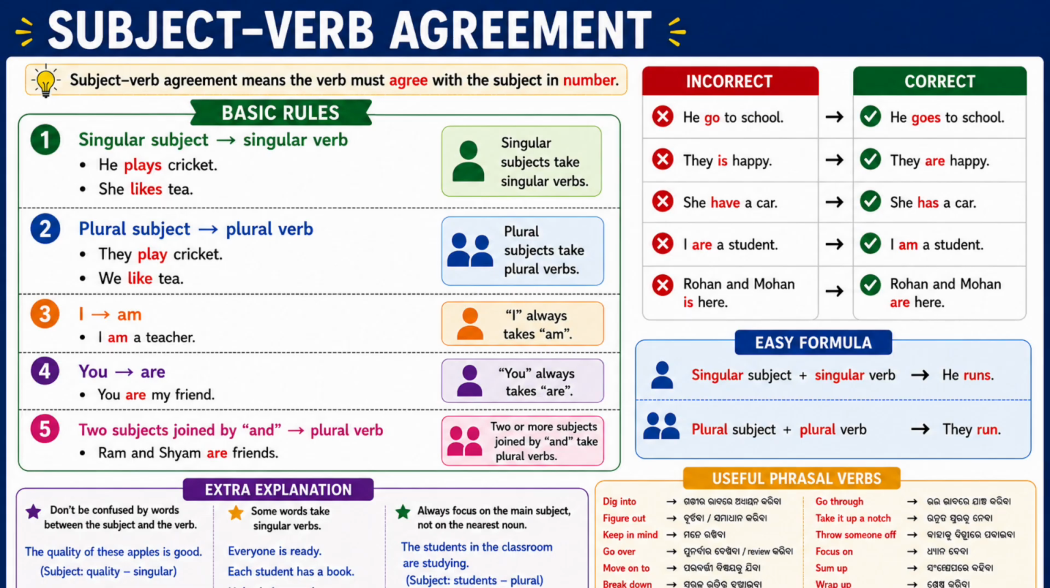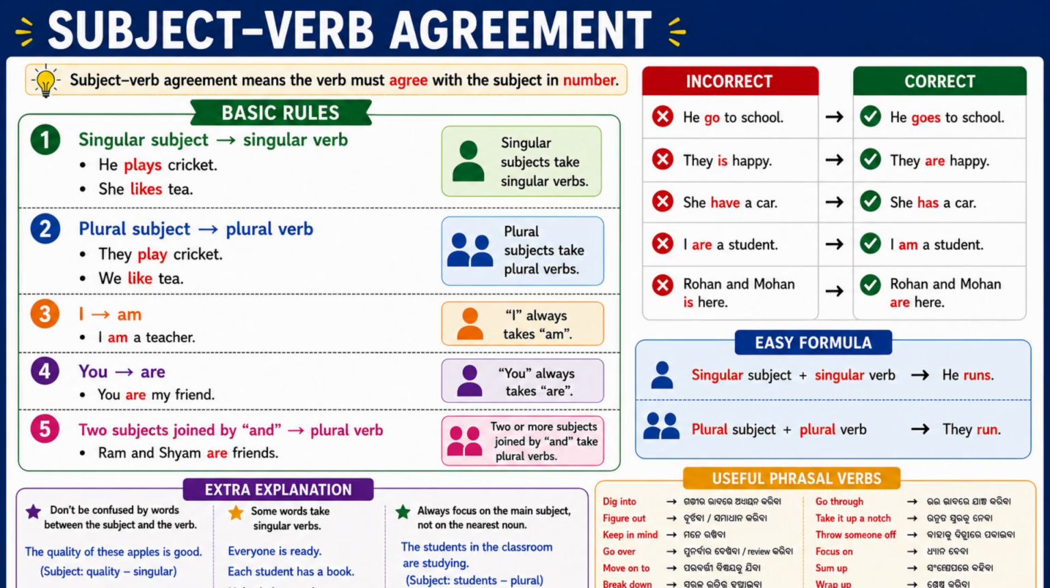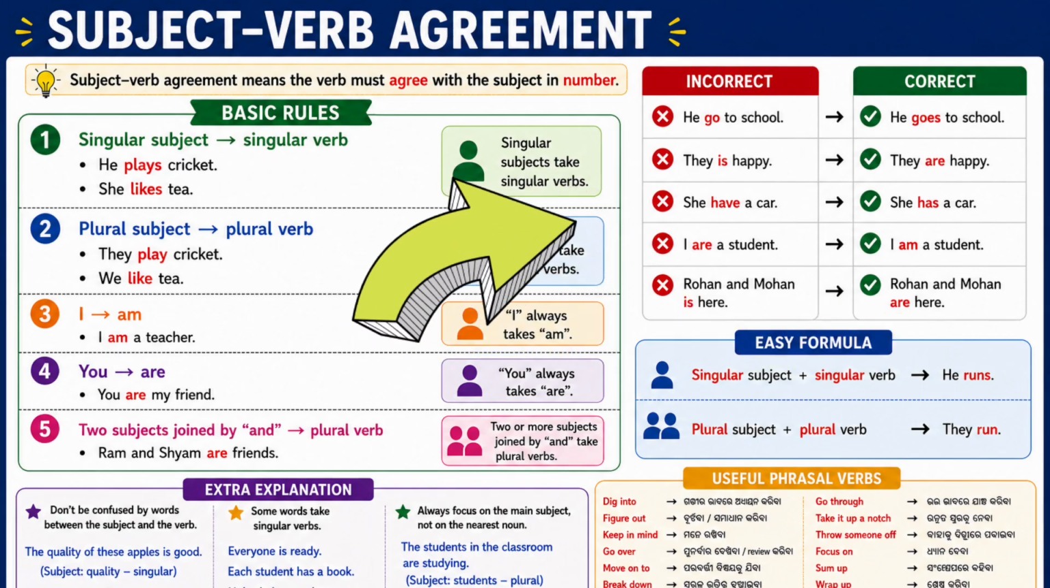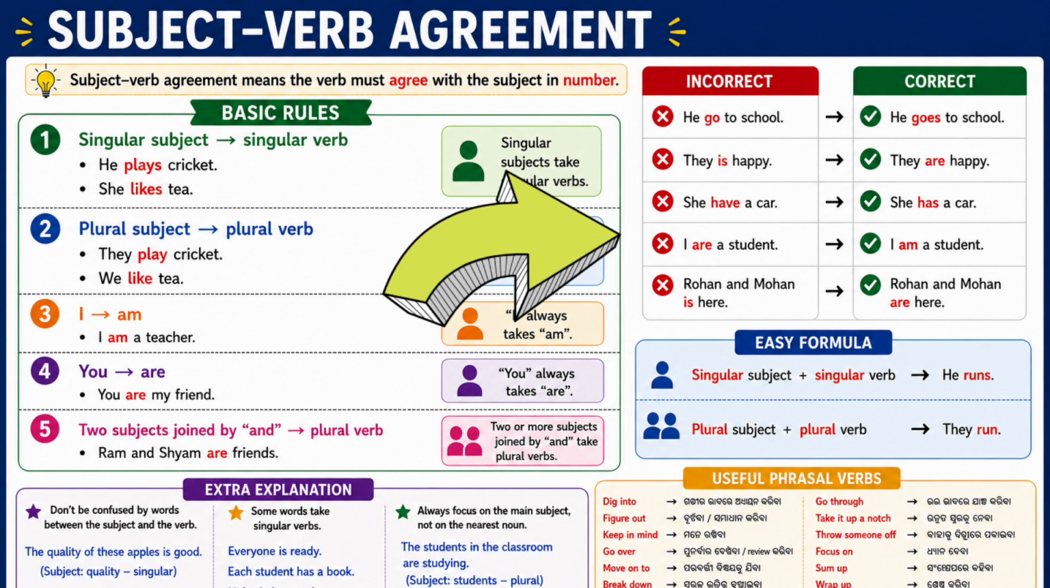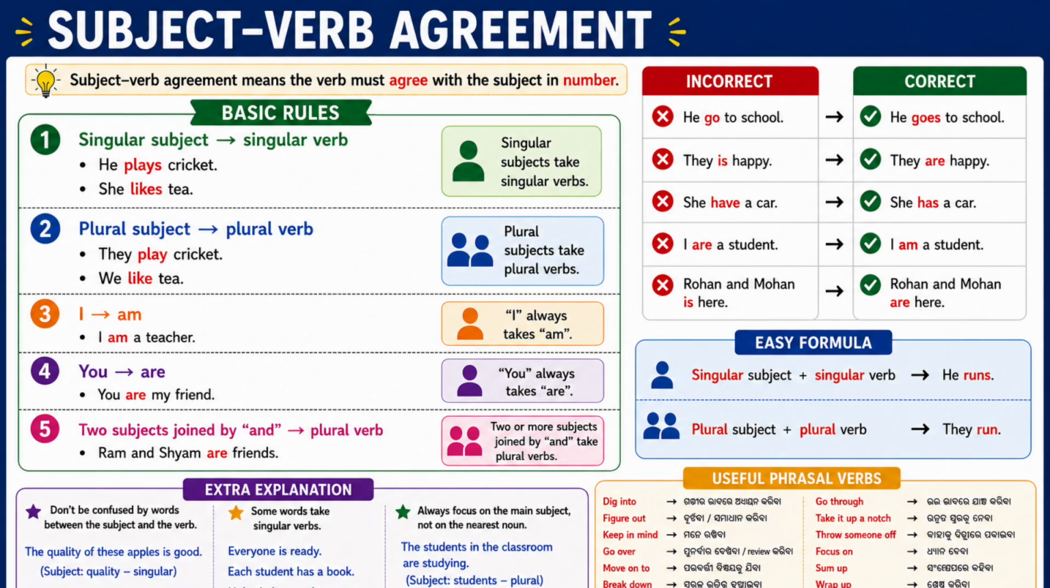Let's correct the mistakes. Now, let's go through the incorrect and correct sentences from the image. We do not say he go to school. We say he goes to school because he is singular. So we use goes. Next, they is happy. Not that. They are happy. Because they is plural. We use are. Next, she have a car. No. She has a car. We use has, not have.